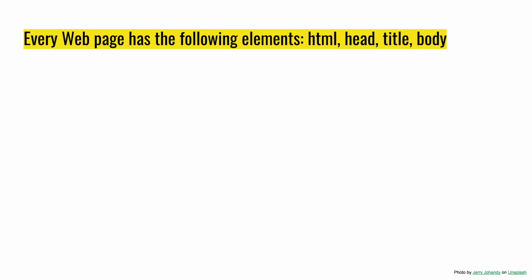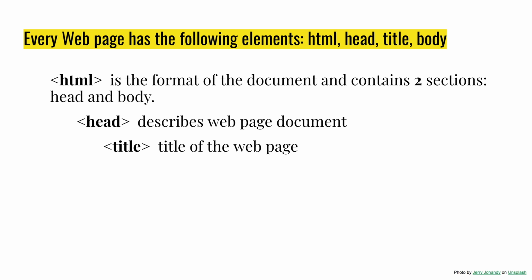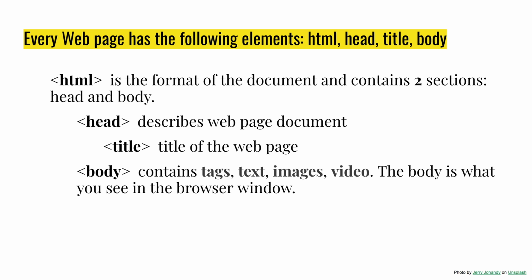So every web page has the following elements. It has an HTML, a head element, a title, and a body. The HTML is the format of the document and contains two sections, a head and a body. The head describes the web page document, and inside the head will be the title of the web page. Your body contains tags, text, images, and video. The body is what you see in the browser.